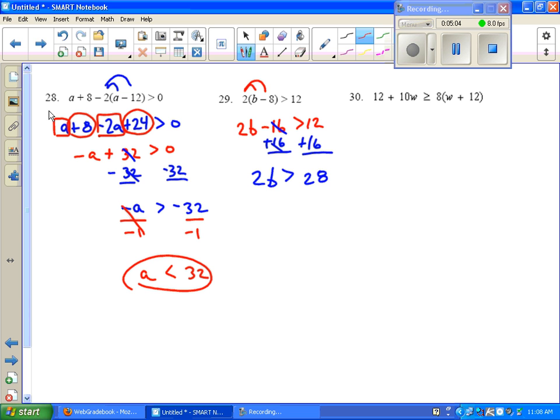Get rid of 2 times something by dividing by 2, and it'll cancel and leave you with b. And divide the left by 2, you've got to divide the right by 2 as well. 28 divided by 2 is 14.